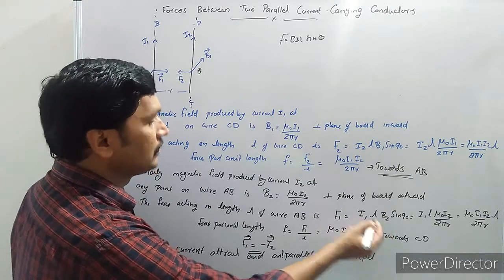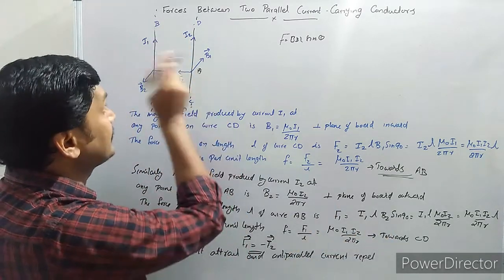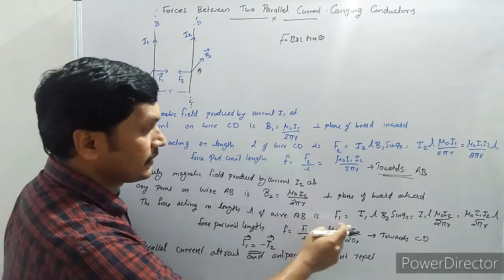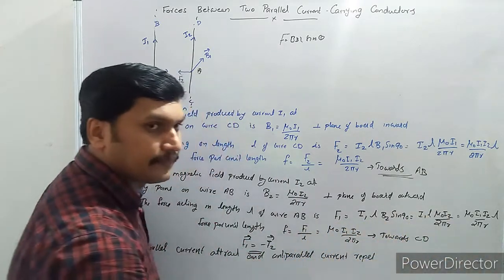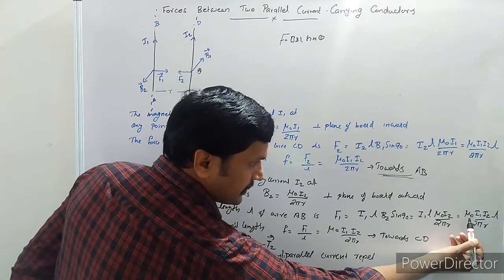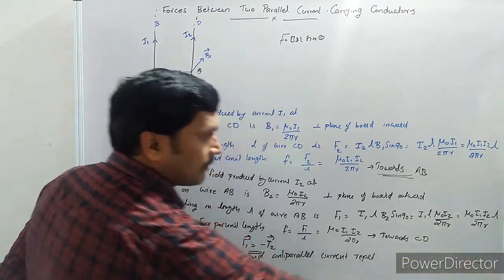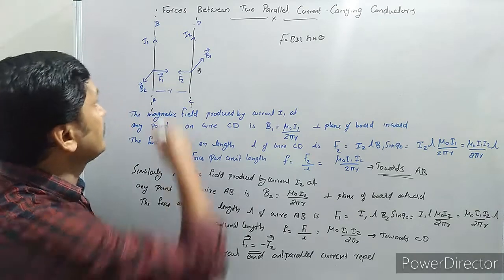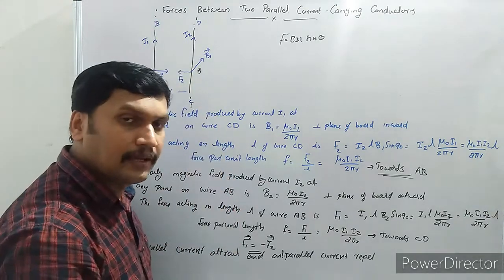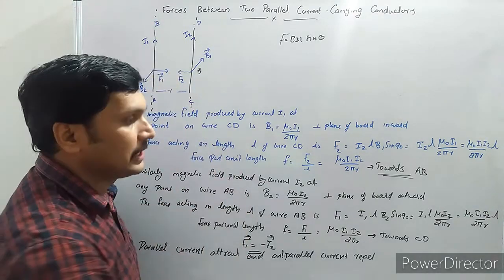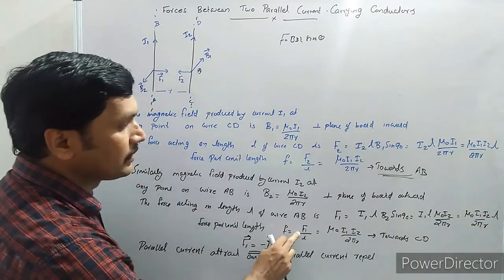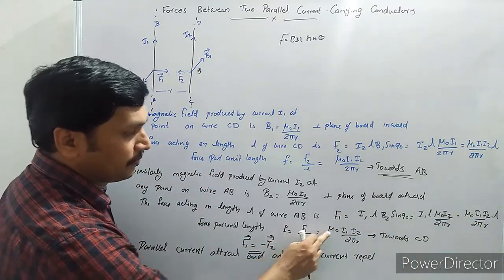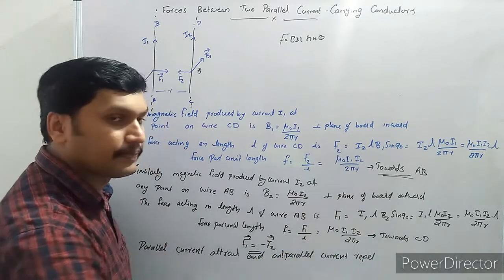Substitute for B2, because the conductor AB is in the magnetic field of CD. B2 is equal to mu 0 I2 by 2 pi r. And rearranging, we get mu 0 I1 I2 L divided by 2 pi r. As AB has infinite length, let's find the force per unit length. Take the L to the left side. So force per length is equal to mu 0 I1 I2 by 2 pi r.